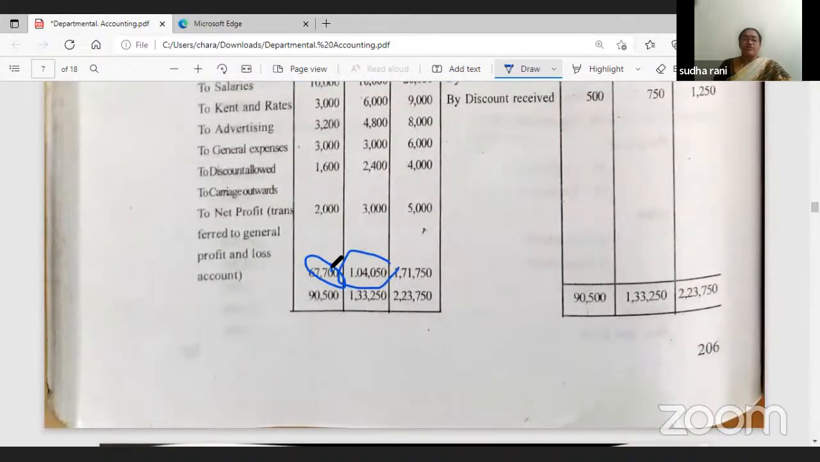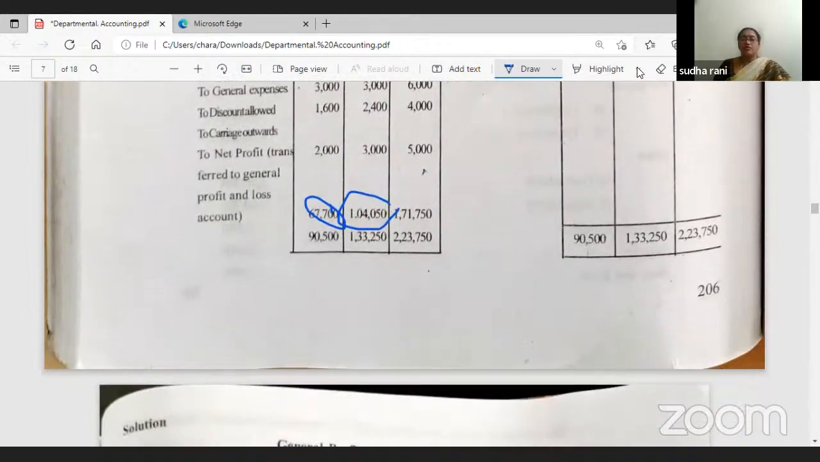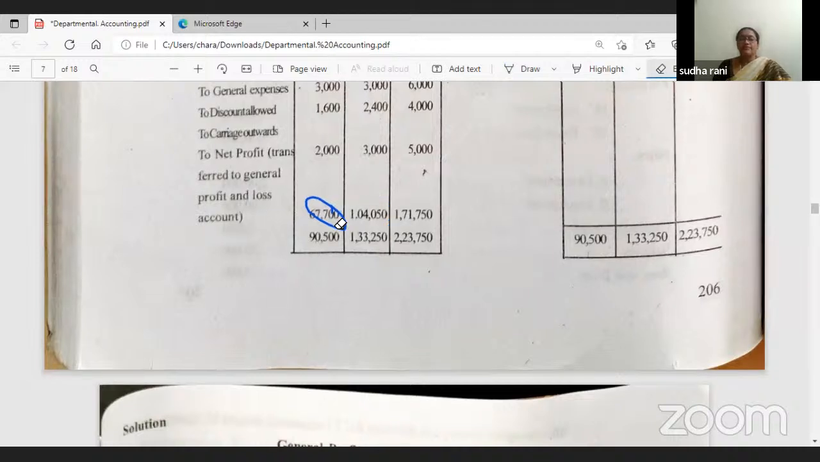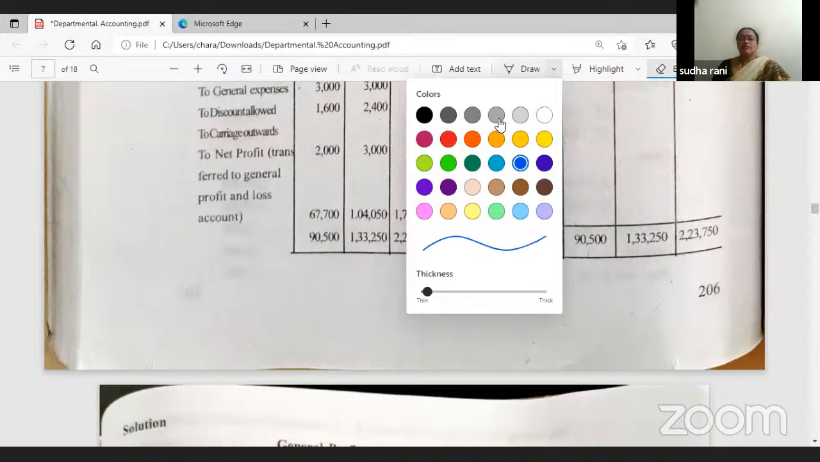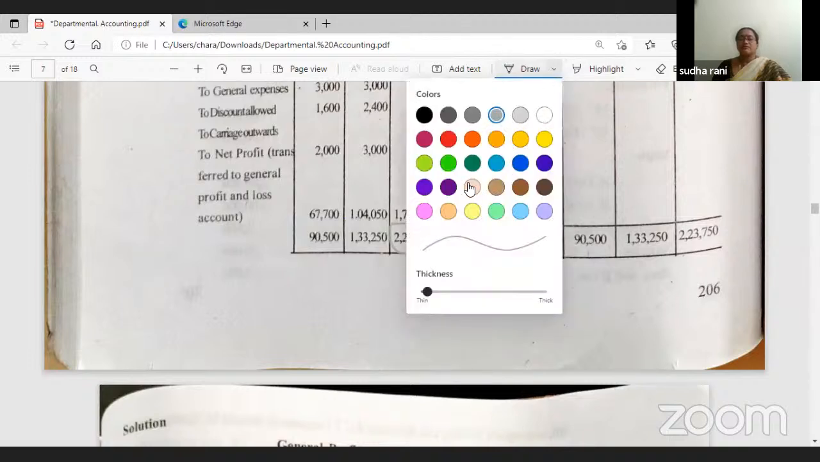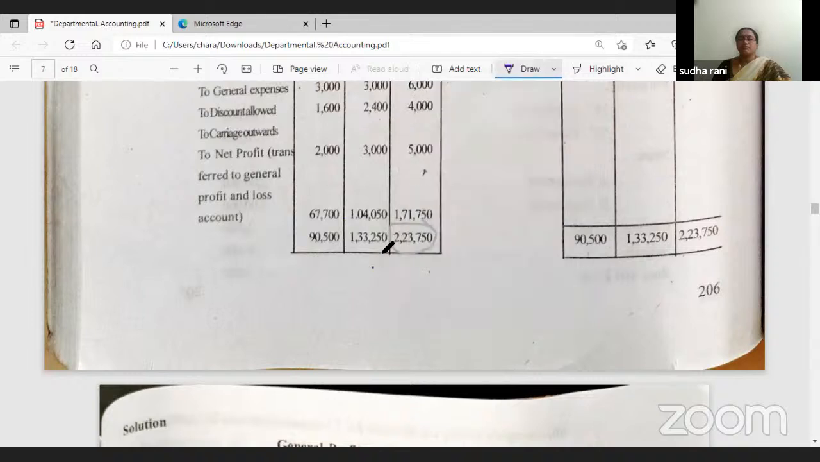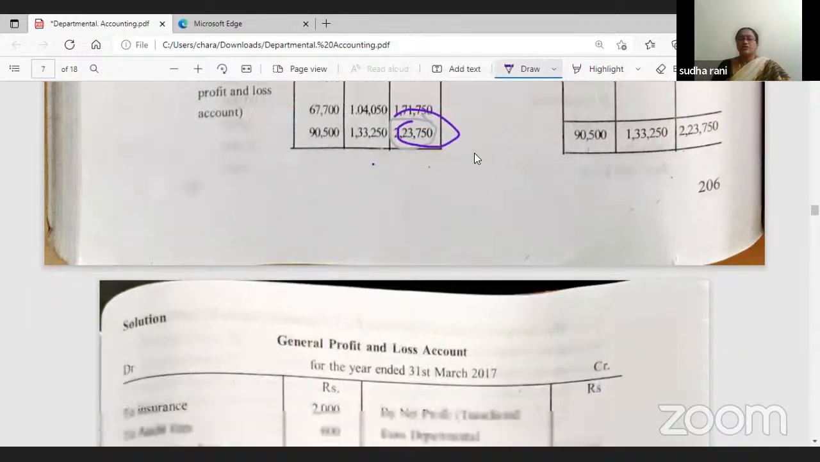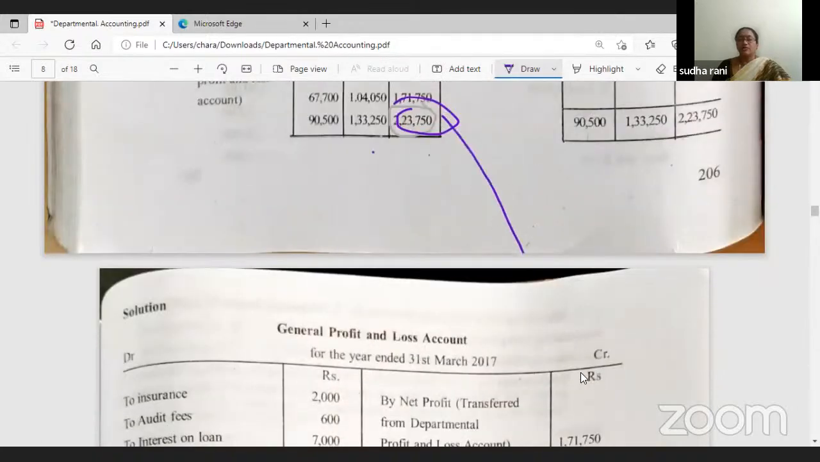Whatever net profit you got here, the total net profit, has to be transferred to the general profit and loss account. So this amount, whatever you got, will be transferred to the general profit and loss account on the opposite side. See here.